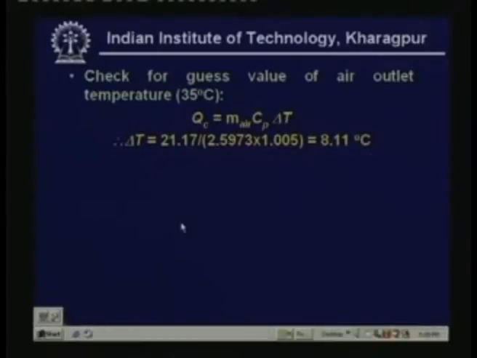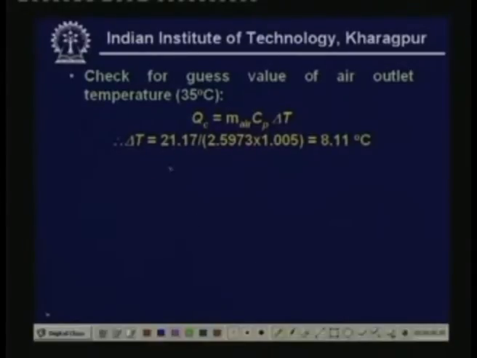Now delta T is 8.11 degree centigrade, so what is the outlet temperature? Outlet temperature, T outlet of air, is T inlet of air plus delta T. T inlet is given as 27 plus 8.11, this is 35.11 degree centigrade. So you find that coincidentally whatever you have calculated is very close to whatever you have guessed. The guess value and calculated values are coming very close. If this accuracy is sufficient, you can stop the trial and error procedure at this point, and you can take this face area as the required face area.